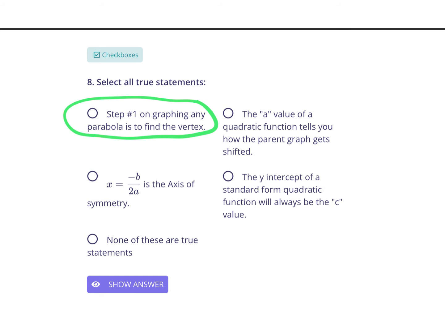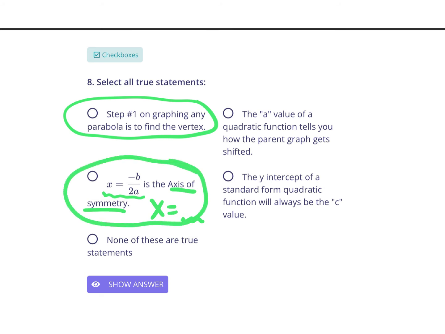Because if I know that this gives me the x value of my vertex, and I know that the axis of symmetry is simply x equals that number, that x value of the vertex, then this does give it to me. This is the axis of symmetry as well.